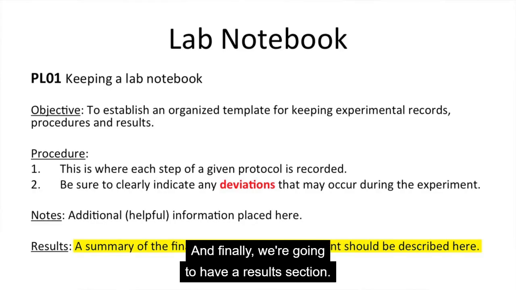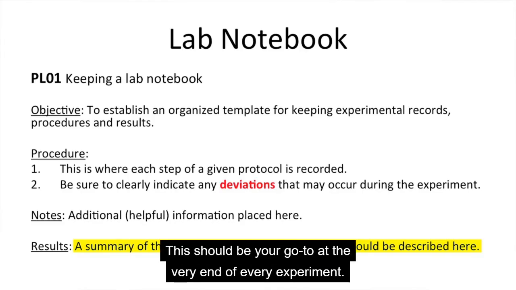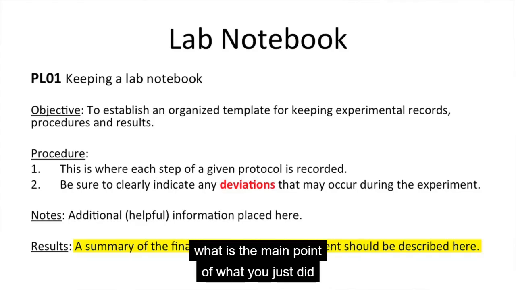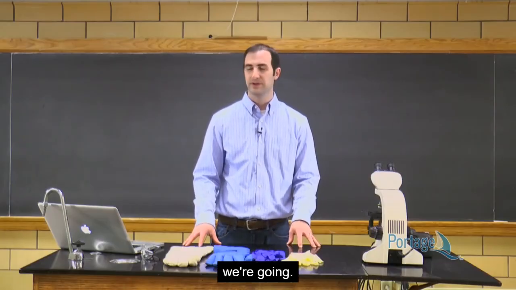And finally, we're going to have a results section. As highlighted, you can see this is just where a brief summary of the final outcome of the experiment should be described. This should be your go-to at the very end of every experiment. You should be able to go to it and know what is the main point of what you just did and what was the main outcome. So that's going to be the general overview of where we're going, and more lessons are to come.